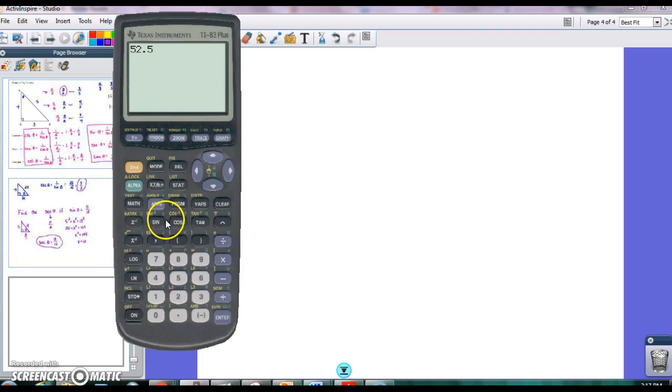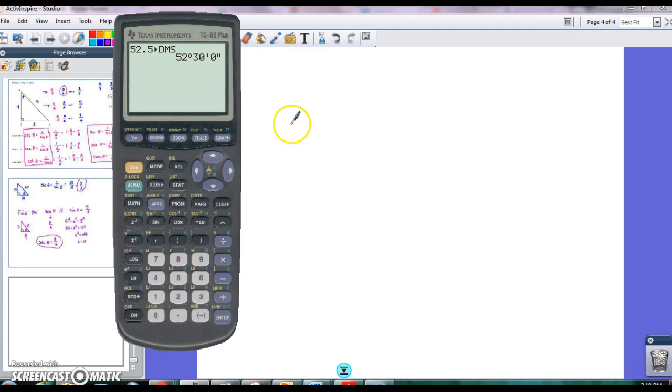52.5 degrees. If you hit the second and then the apps key, you get all of the angle menu problems here. Go down to DMS. That changes the format into degrees, minutes, and seconds. Press enter and press enter and it'll give it to you. 52 degrees, 30 minutes, 0 seconds. So when you're rounding, remember that 30 minutes is the halfway point. So anything above 30 minutes would round the angle up. Anything below 30 minutes would round the angle down. Okay, but that's how you would go about doing that.